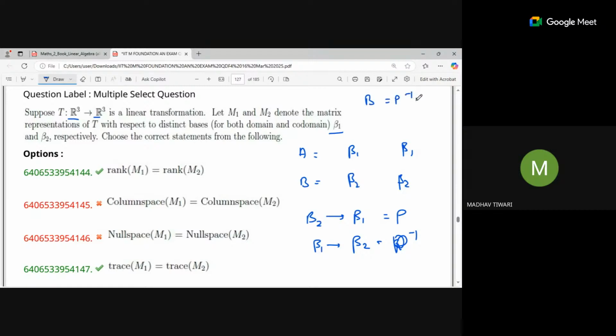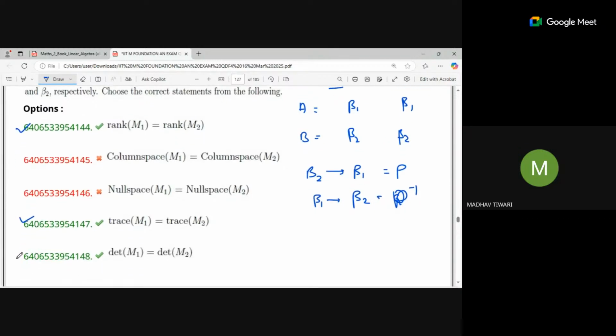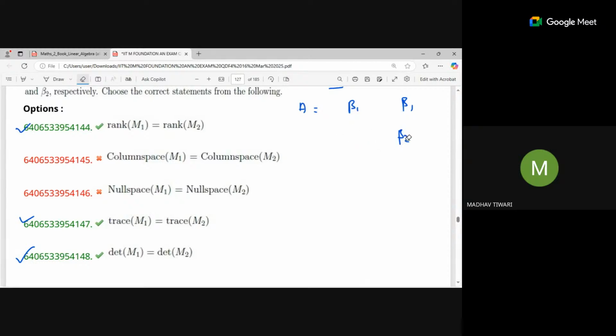Yeah, B equals P inverse AP. So if these two are similar, their rank is going to be the same, trace is going to be the same, and the determinant will also be the same. So that's why these three options are correct. These two are not correct. Can you tell me why these are not correct? It depends upon the basis, beta 1 and beta 2. Exactly. You can take an example like this.